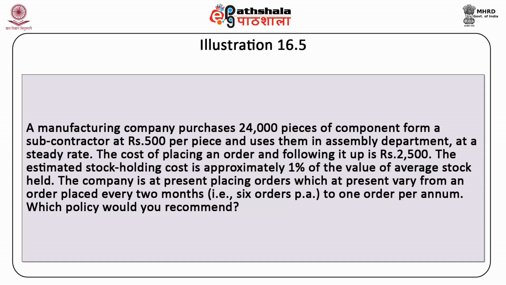The company is at present placing orders which vary from an order placed every 2 months, that is 6 orders per annum, to 1 order per annum. Which policy would you recommend?